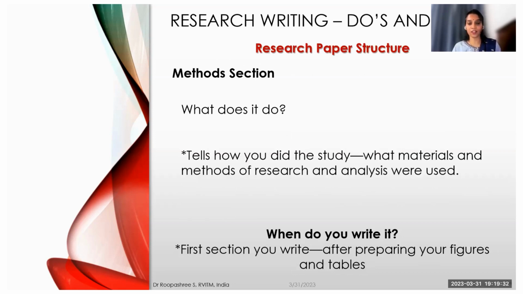Moving further, the next section is the method section. So what does it do? It tells us how we carried out the study, what materials or methods of research and analysis were adopted. So when do we write this section? This is the first section that has to be written when you start to draft the paper, but it has to be written after we prepare the figures and tables that are exactly required for this particular study.